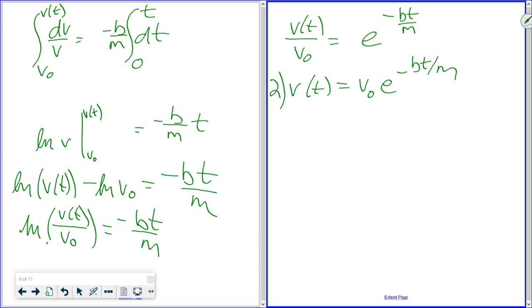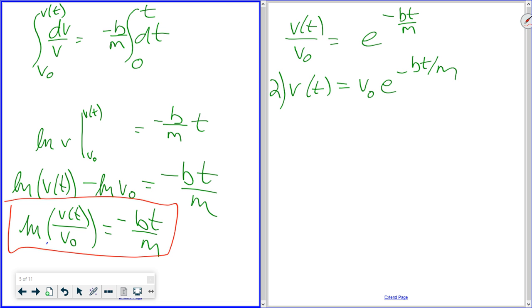All right, so now let's go back and get questions 3, 4, and 5. Question 3 says, how long will it take to get to a certain velocity? How much time does it take to get to a velocity vf? So here's my recommendation. You want to solve for t, right?